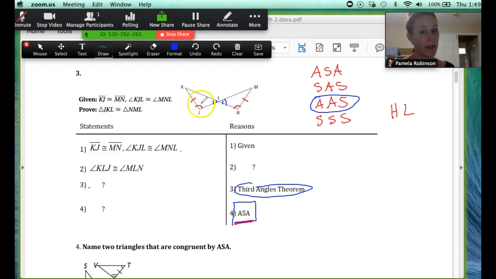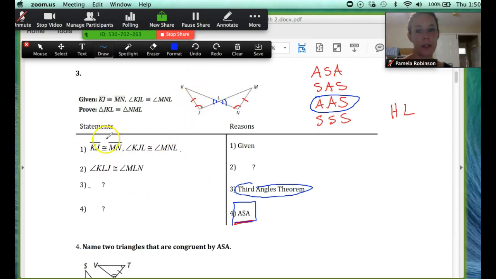If I take 180 and I subtract these two, I'm going to get a certain amount. And if I take 180 and I subtract these two, I'll get that same certain amount because these are congruent to these. That's the third angles theorem. If you know two angles, there's no other thing for that third angle to be but the same as this. All right. So by doing that, I can get angle, side, angle.